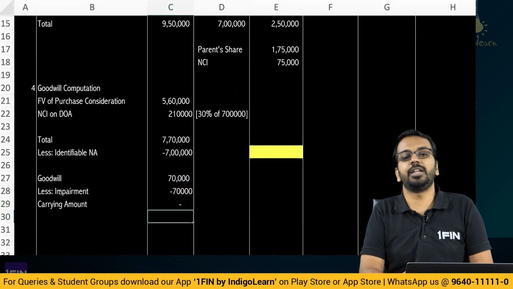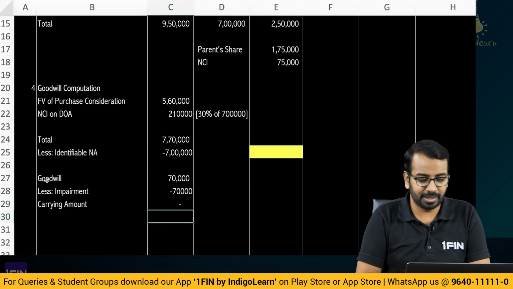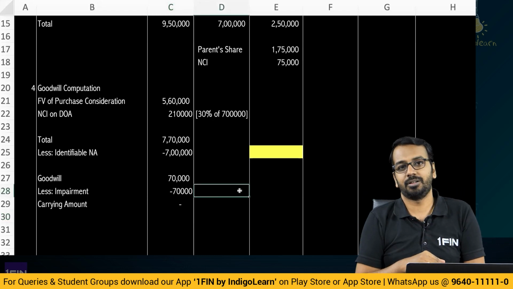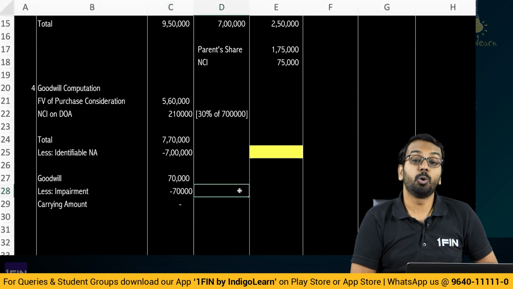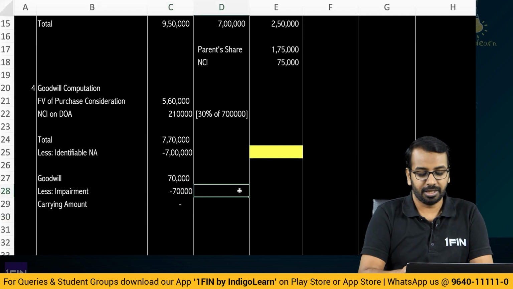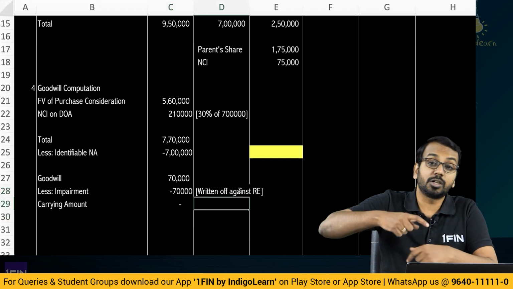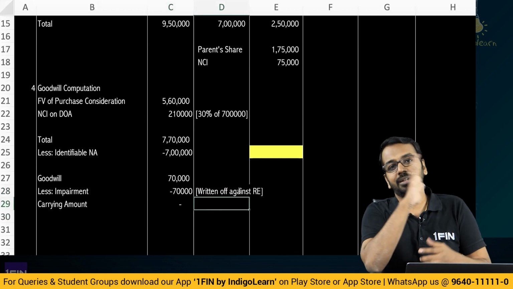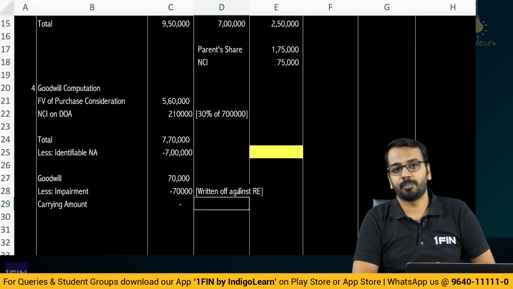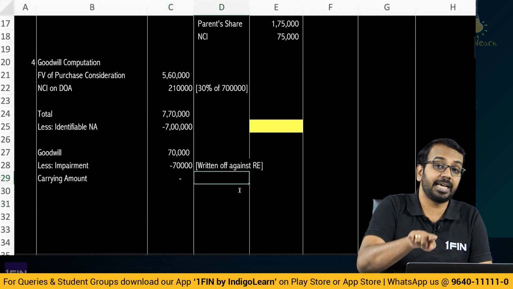Now, please remember, whenever you do a consolidation problem, every adjustment should have a second adjustment impact. For example, here I said impairment. Immediately you should think, where will this impairment have an impact? This impairment will have an impact on the P&L. Whose P&L? Consolidated P&L, or consolidated retained earnings under other equity. So, this will be written off against retained earnings. Why? Because we have written off goodwill, the second impact will be in the retained earnings. If you keep these things in mind, consolidation questions will not trouble you at all. So, that is about the carrying amount of goodwill, which is 0, and the entire 70,000 will be impaired.